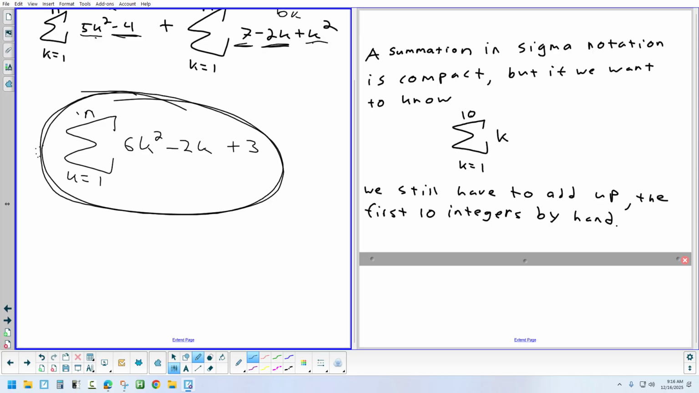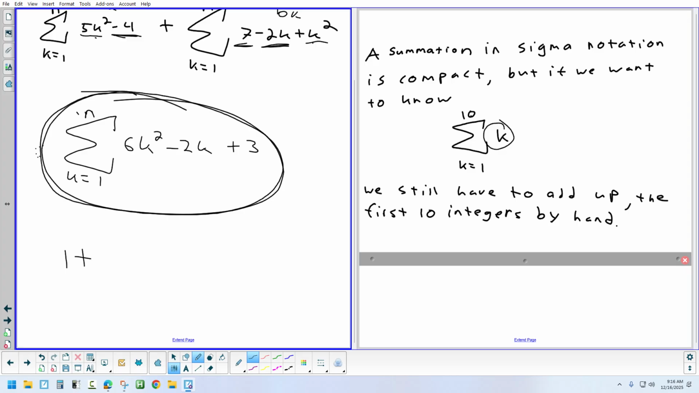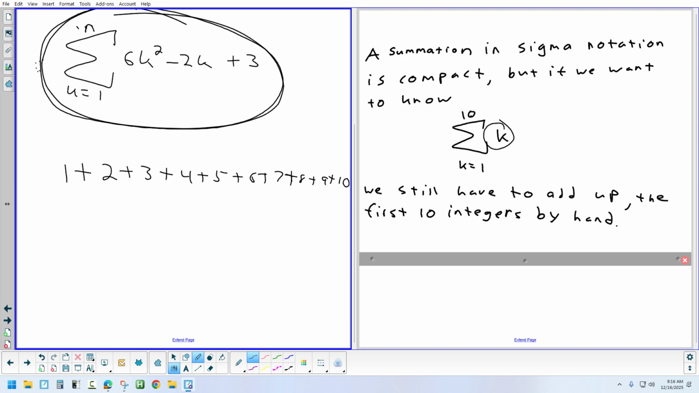So what's the first number you'd be plugging in for k? 1. And when you plug it in, there's nothing you really do to it. You're just plugging it in, and that's the number. So you have 1. And then the next number you'd plug in? 2. And you'd do all of them, all the way up to 10. That's what that's having you do. Now, if you're kind of clever, you could figure out a way to add all those up. I mean, it's only 1 to 10, so it wouldn't take that long. But it's going to add up to 55.